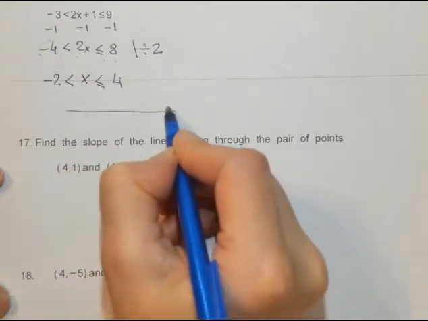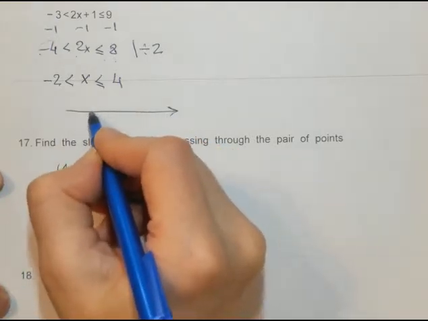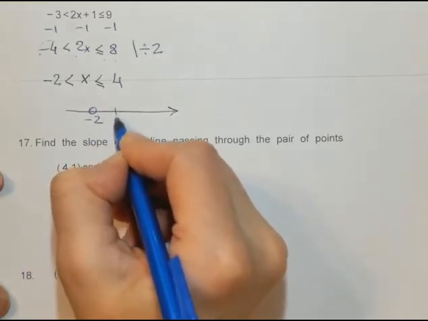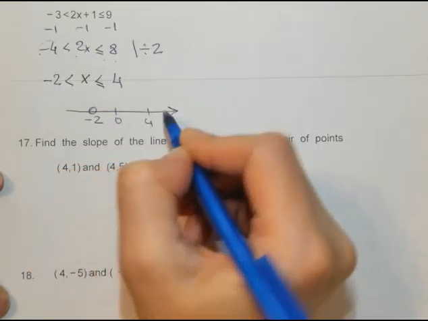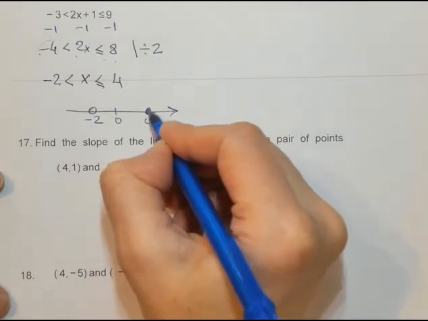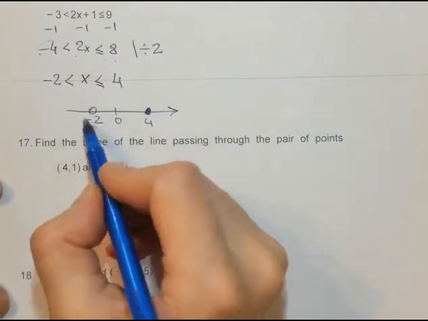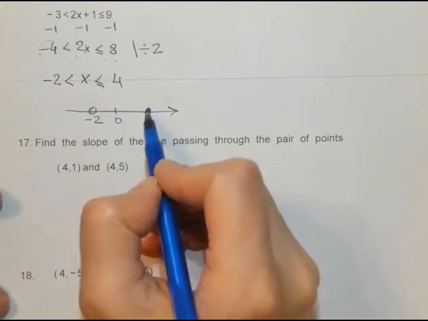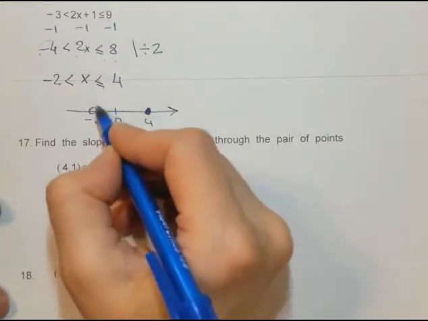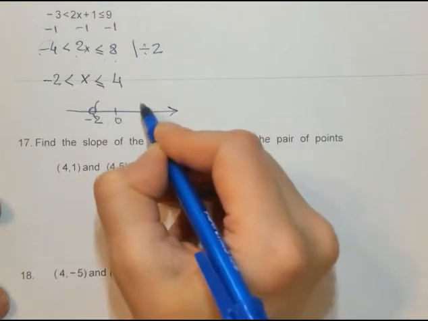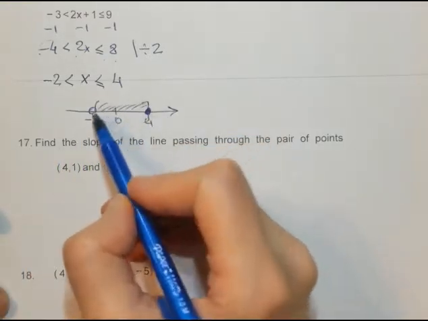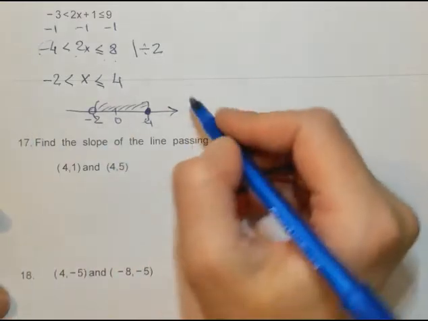On the number line, it looks like this. This is greater but not equal to negative 2. Here is 0. Here is 4. It's less than or equal to 4. So sometimes we use an empty dot and a closed dot. Sometimes we use parenthesis and square bracket here, and x can take any value between these 2 points.